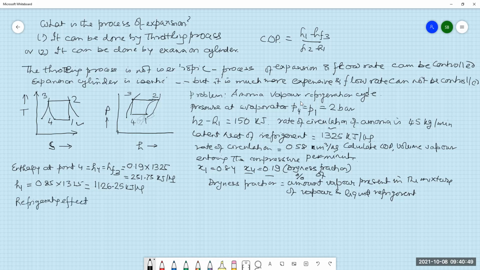We got the refrigerating effect equal to H1 minus H4, or H1 minus HF3, which is given by 1126.25 minus 251.75, which is equal to 874.5 kilojoule.